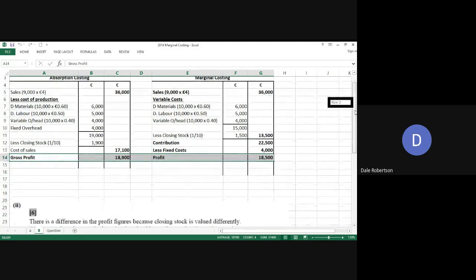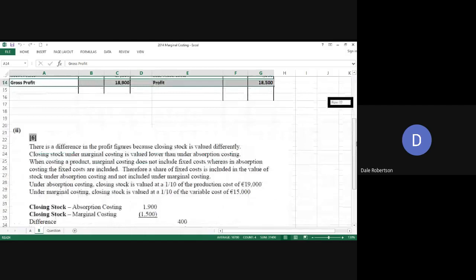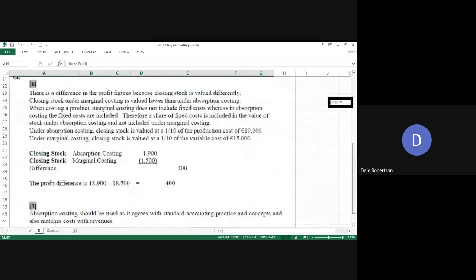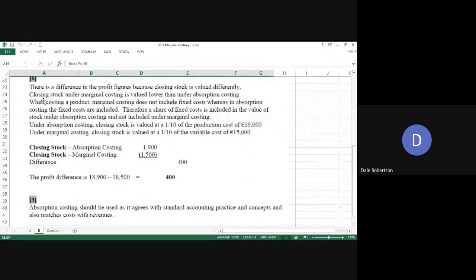Well, the department have written out a very detailed explanation here. I'm just going to highlight some of the important bits. So it says there is a difference in profit figures because closing stock is valued differently. Closing stock under marginal costing is valued lower than under absorption costing. And this is because it does not include fixed costs, whereas it does in absorption costing.